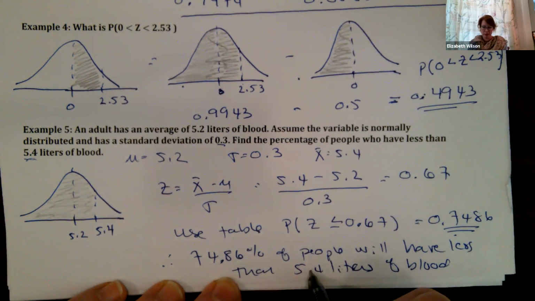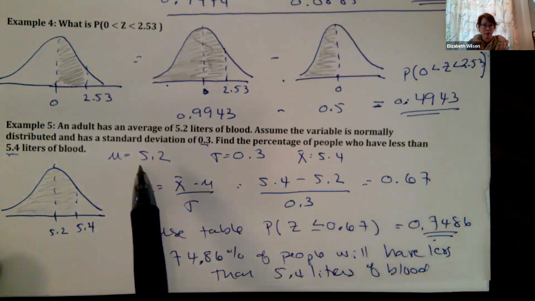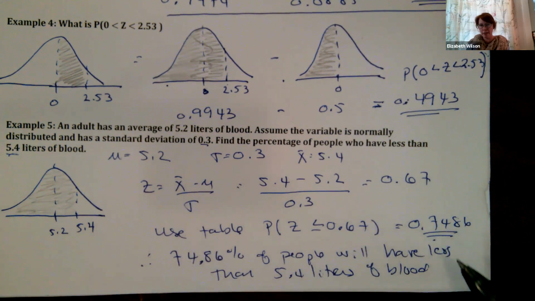So the probability that a person is going to have less than 5.4 liters of blood, given that the mean is 5.2 and the standard deviation is 0.3, is 0.7486. In terms of percentages, it comes down to 74.86.